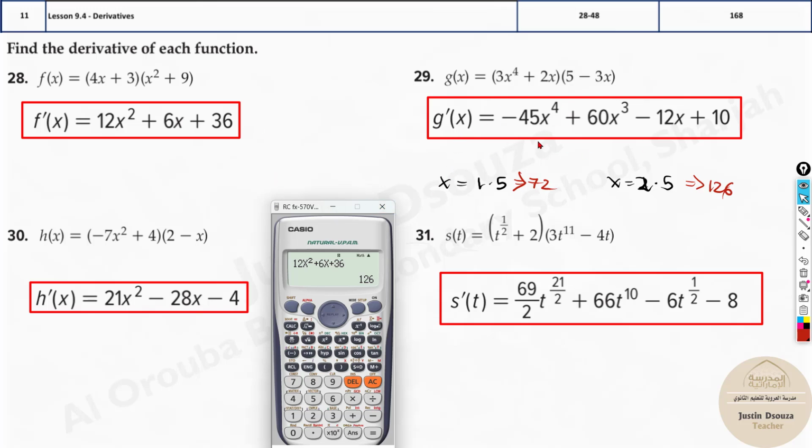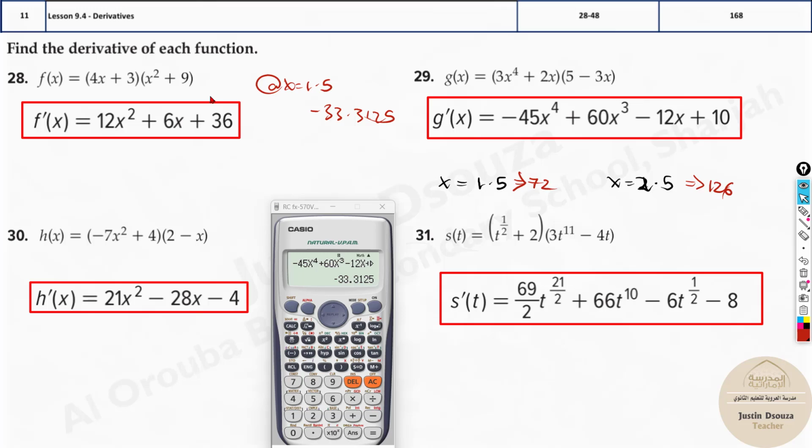Now let's do it over here just to show you. Here, let me type this equation. It's negative 45, and over here type x to the power 4 plus 60x cubed, and then we have negative 12x, and lastly, plus 10. Now, calculated at 1.5, the answer is negative 33.3125. This is at x is equal to 1.5.